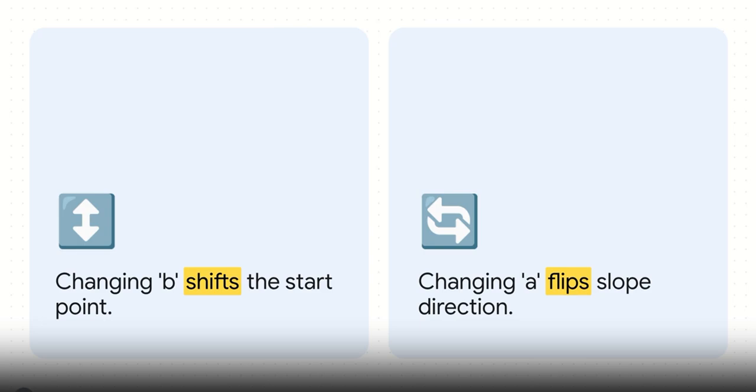Now watch what happens if we do the opposite. Let's keep our starting point at 0, but change our slope a from a positive 3 to a negative 3. The steepness is exactly the same, but the line completely reverses direction. It flips instantly from rapid linear growth to rapid linear decay. It's basically like having a steering wheel and an accelerator for a mathematical line, a total game changer.